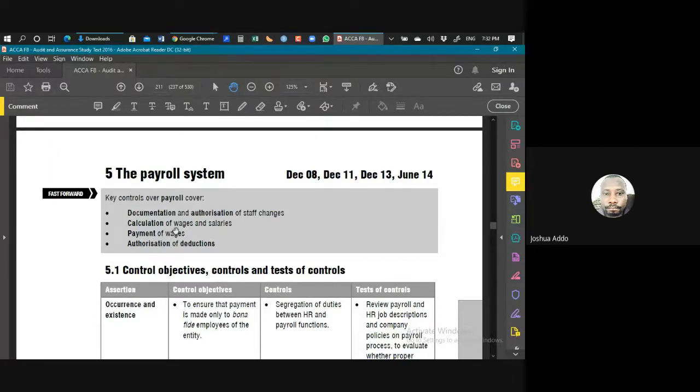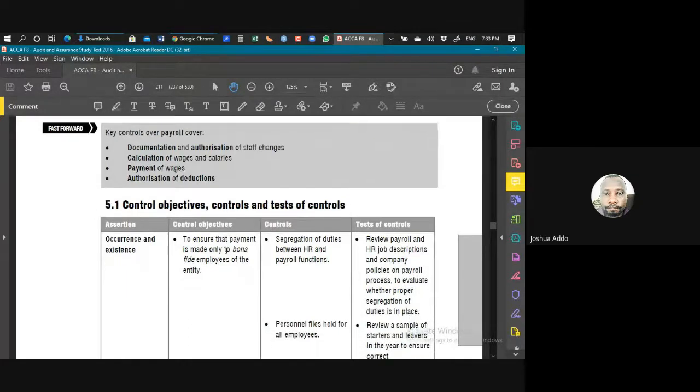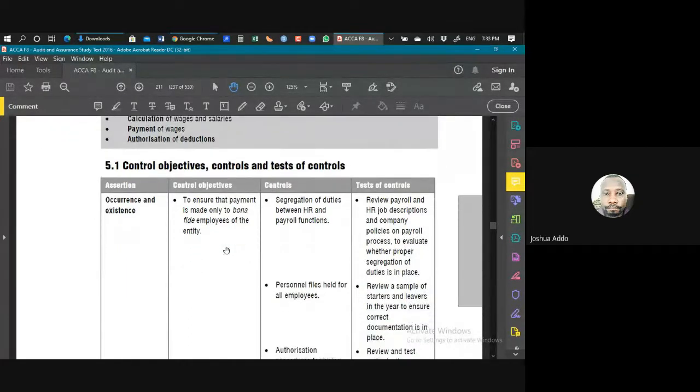Then calculations, payment, authorization, and deductions. This is where you should have your mind. So I've described it, and all we need to do is look at the control objectives, the controls that we have to set up to achieve that objective. If the auditor wants to test whether that control is working or not, what procedures would he do? It's very simple as that.